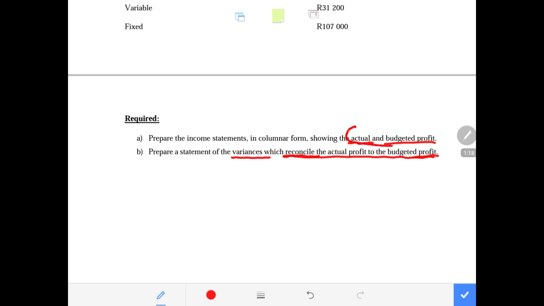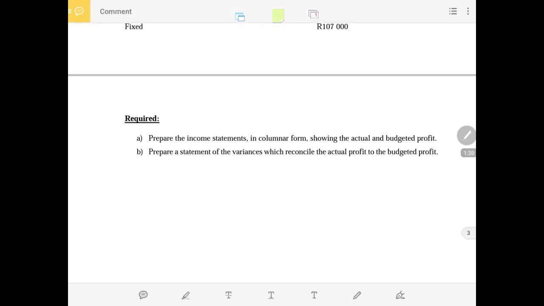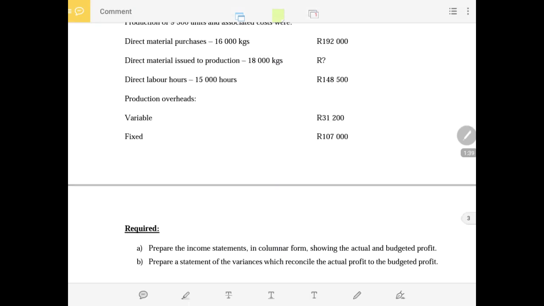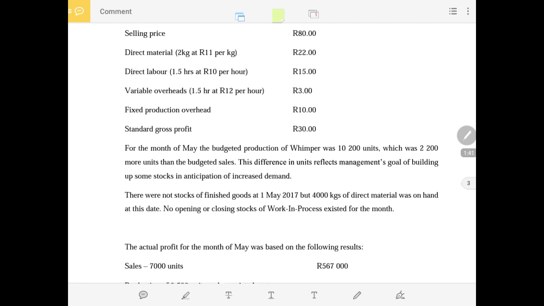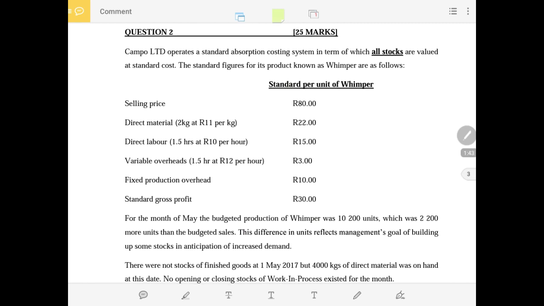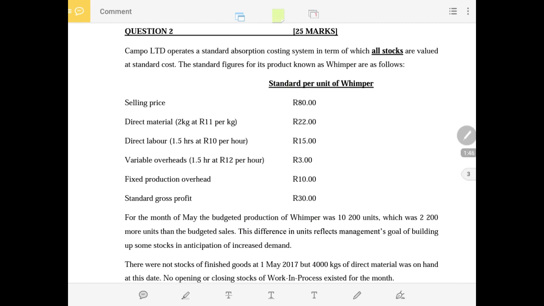The compiling of the two income statements, budget and actual, does not carry that much weight of marks, but obviously that will lead us to the reconciliation. Not to say we should not be doing that, but the gist of the marks are with the analysis of the variance, reconciling the two financial statements. So now this is what we are required to do. Then let me read the information provided to us. Then we analyze accordingly and we respond to the question.